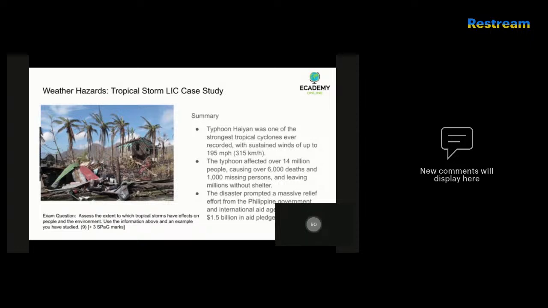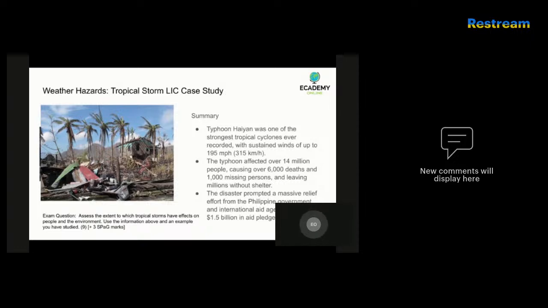The storm brought strong winds, heavy rain, and a storm surge that reached up to 25 feet, which is approximately 7.6 meters in some areas, causing extensive damage to coastal communities. Around 1.1 million homes were damaged or destroyed by the storm, leaving millions of people without shelter.